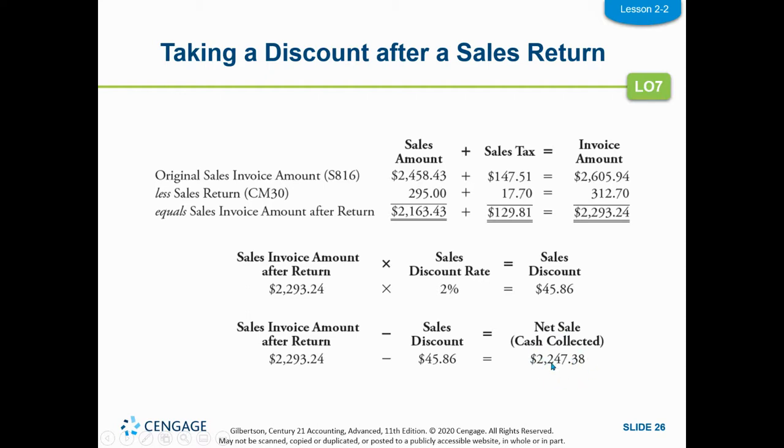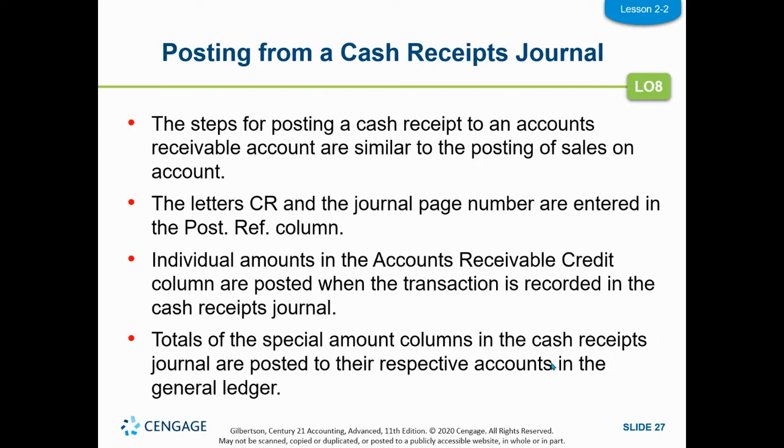This right here is the most complicated part of this chapter, and it's not even complicated if you just take it step by step by step. So you start with what they owed, subtract out what they returned, and then we figure the discount from what's left. So if you can keep it in order, you'll be fine.